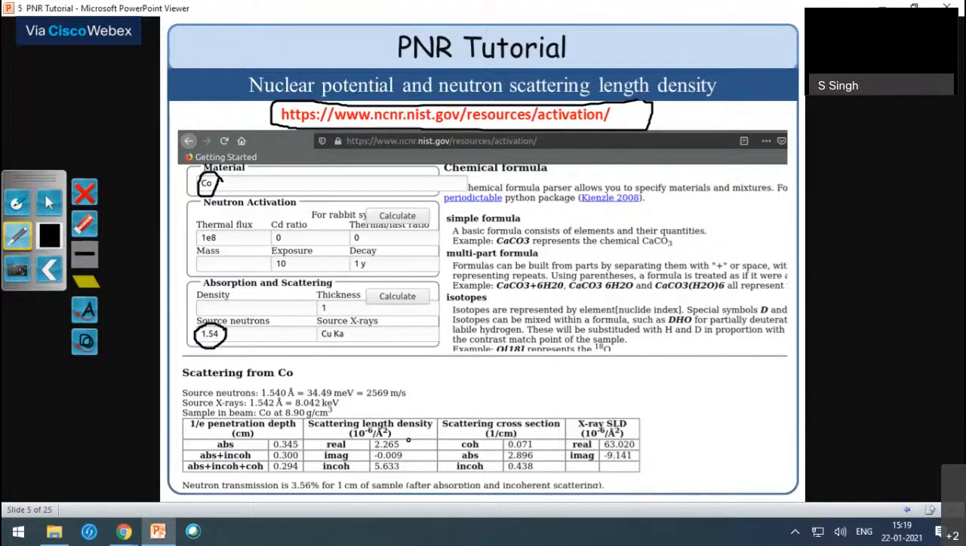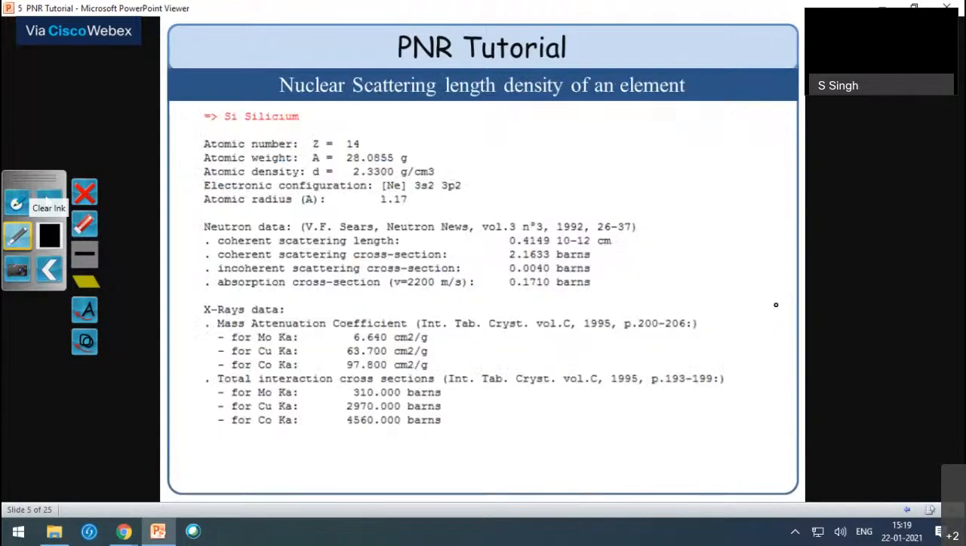Okay, what is the real part? Like this is for cobalt, 2.26 × 10^-6 for neutron, and this is for X-ray, 63.02 × 10^-6. So this is one of the ways to calculate the scattering length density for any element. So let us see how to calculate this.